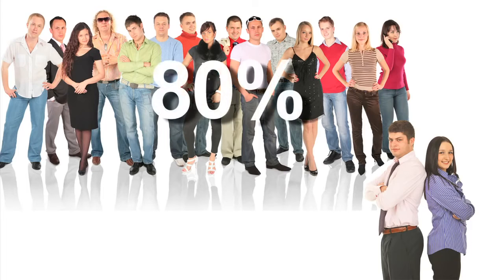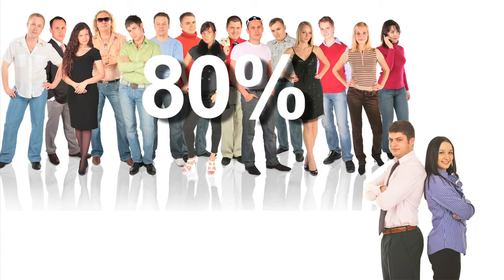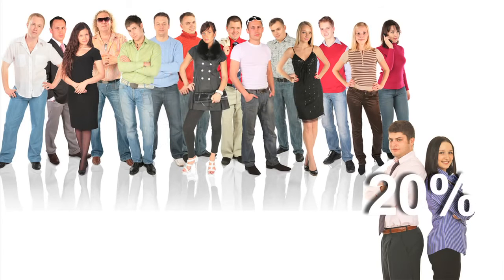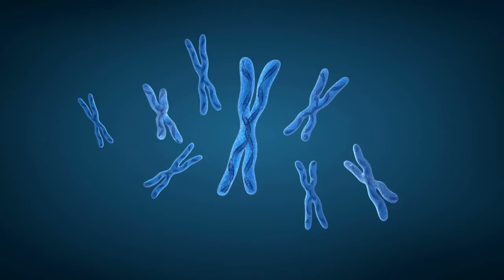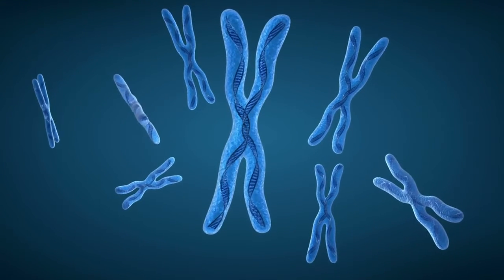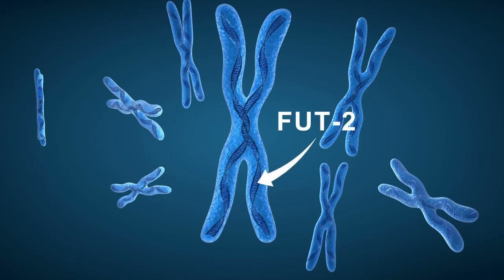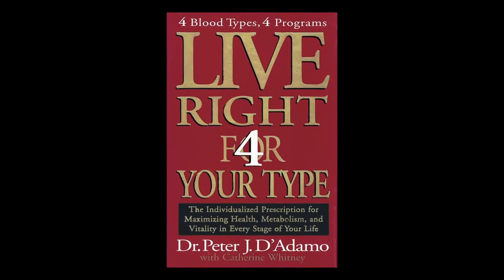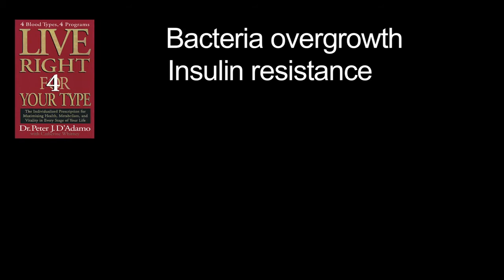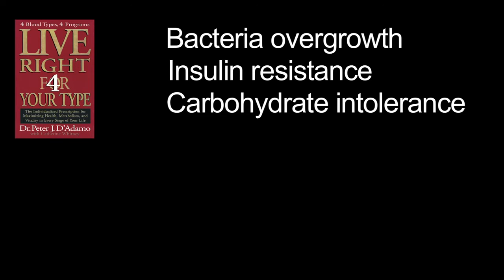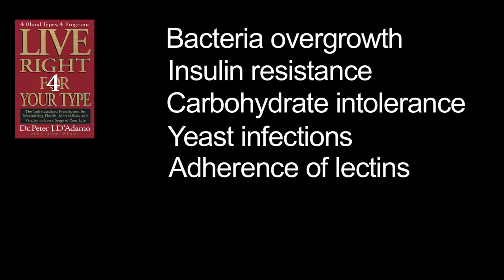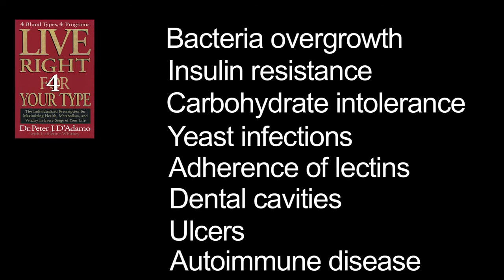About 80% of the population has the ability to secrete blood type, so being a non-secretor is somewhat uncommon. The mechanism is controlled by a gene called FUT2, which is located on your 19th chromosome, and it's genetically inherited. You're either born with or without it. As explained in Live Right for Your Type, non-secretors are statistically more prone to bacteria overgrowth, insulin resistance, carbohydrate intolerance, yeast infections, adherence of lectins, dental cavities, ulcers, autoimmune disease, among other health disadvantages.